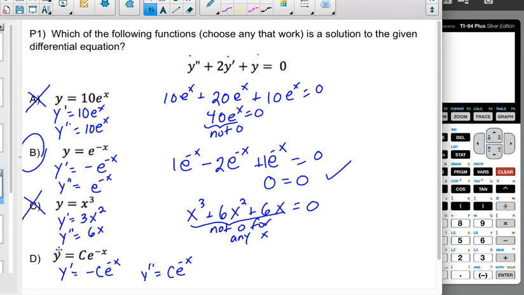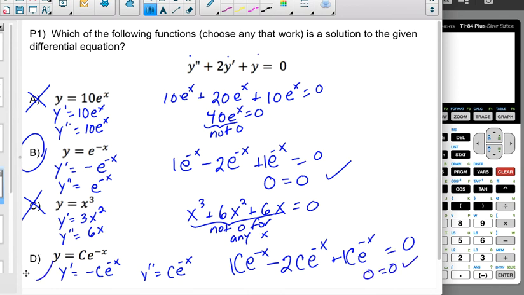so that's not a solution to the differential equation. And then for this last one, my y double prime is c e to the negative x, plus 2 of this y prime, that's going to be negative 2c e to the negative x, plus the other c e to the negative x, that's my y, equals 0. Sure enough, if I add one c and another c, that's 2c and a negative 2c, I get 0 equals 0 all the time, which is true. So B and D are solutions to this particular differential equation.